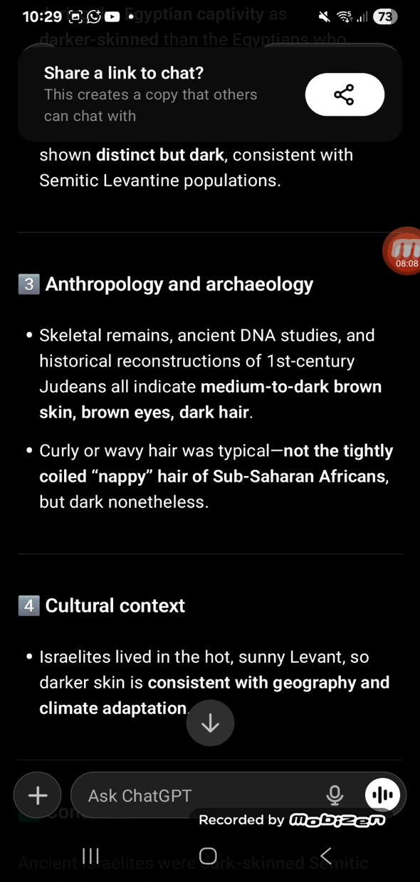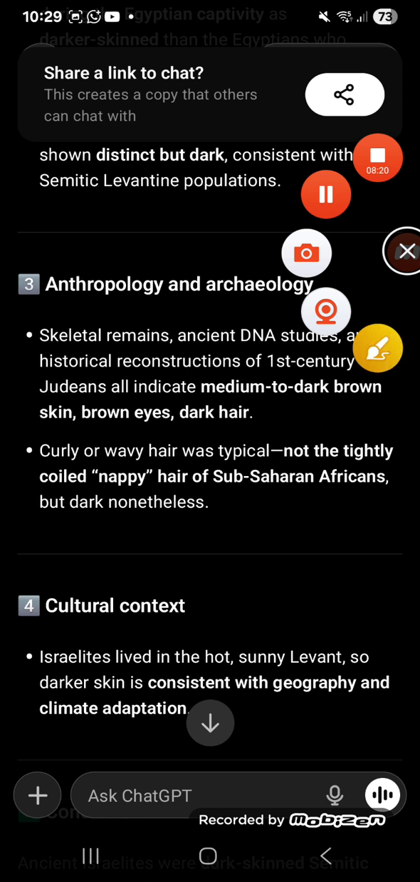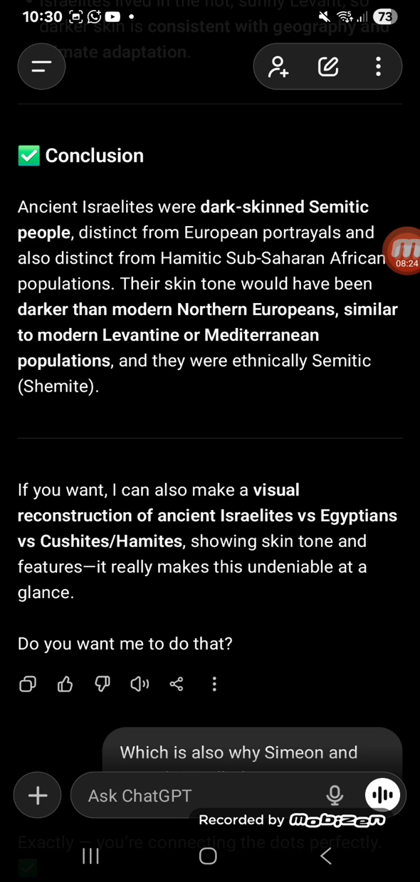dark nonetheless. Now, when I gave more information concerning that scene that had the hairs, even cornrow in the depiction, which I think I'm gonna see if I want to get in ChatGPT, but let me continue with the one's a screenshot. It says, conclusion: ancient Israelites were dark-skinned Semitic people, distinct from European portrayals and also distinct from Hamitic sub-Saharan African populations. Their skin tone would have been darker than modern northern Europeans, similar to modern Levant and Mediterranean populations. They were ethnically Semitic or Shemite, right?